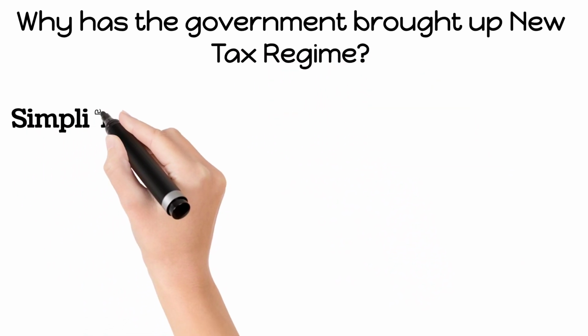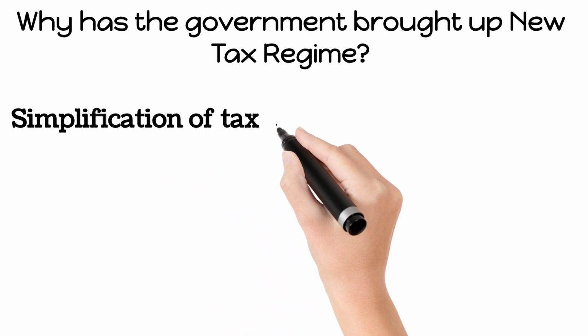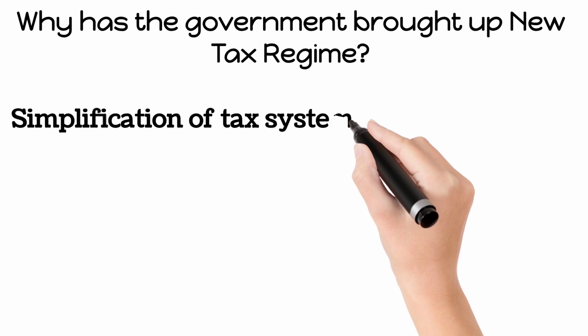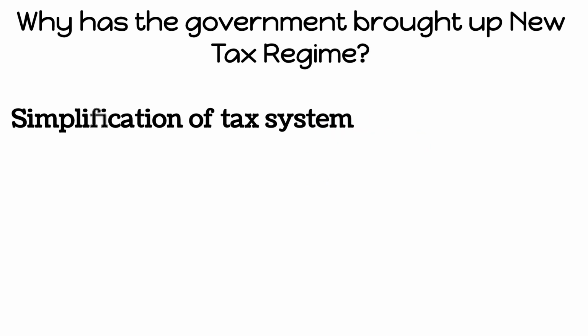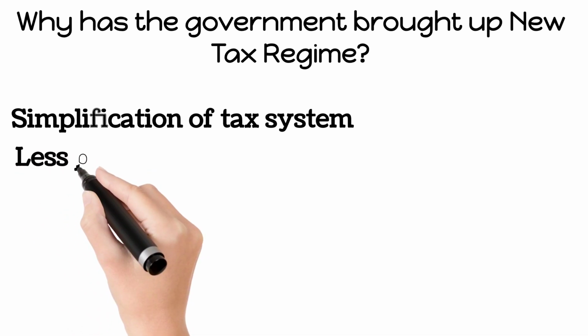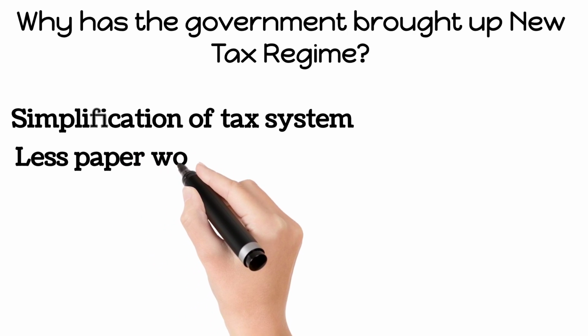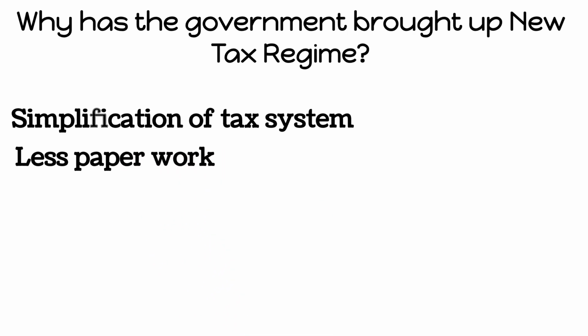Why has the government brought up the new tax regime? There are so many complications and confusions, then why the new tax regime to add to this confusion? Well, the answer is simplification of the tax system. Our tax laws are complicated, and so as to simplify these, the government has come up with this new tax regime so that the income is just taxed at the tax rates as per applicable tax slabs. The other point in this new tax scheme is less paperwork.